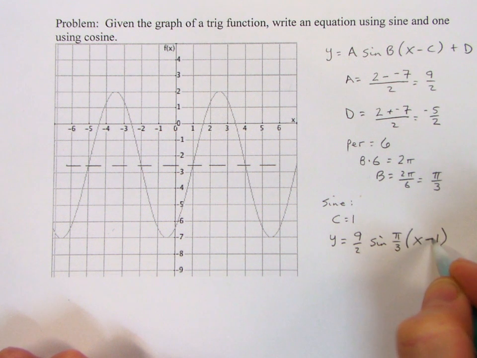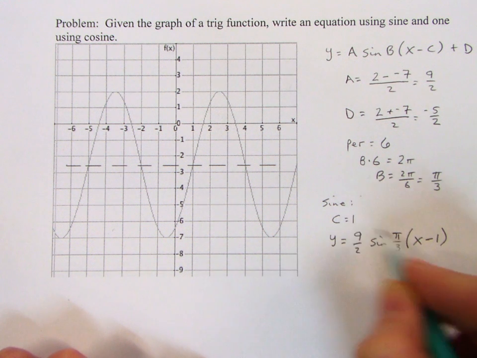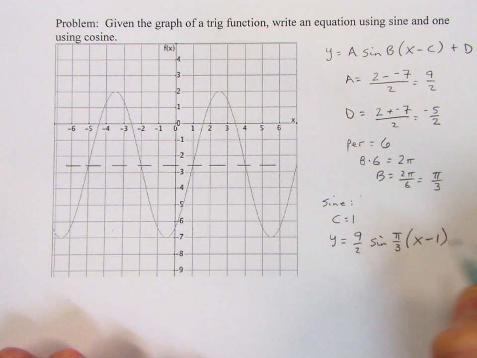Remember that when we're affecting the x values, what number would we plug in here to give us 0? We would plug in 1, so we did that right, and that means we're shifting right 1 unit. Plus our d value, in this case d is negative, so it's -5/2.